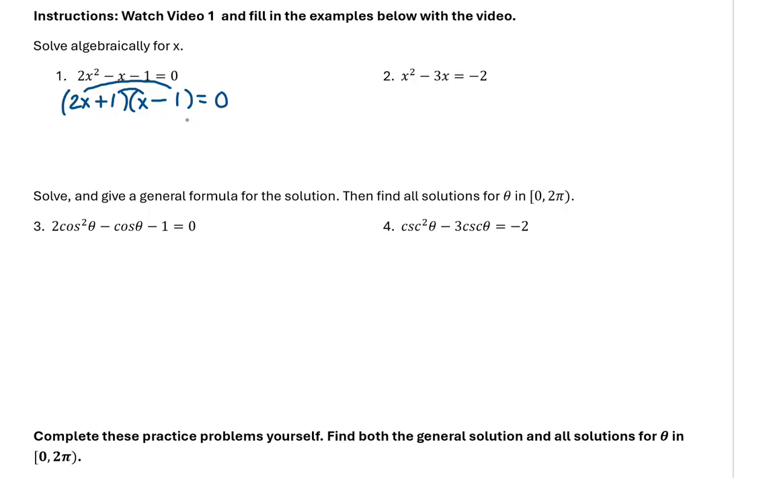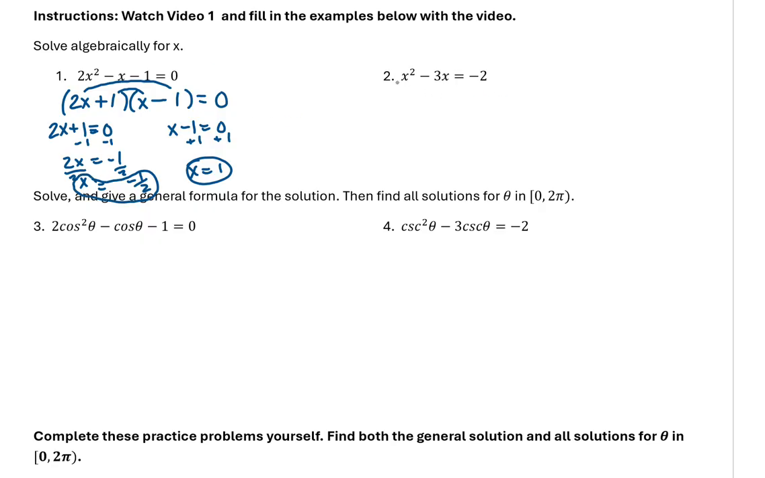Once I have my factors and I'm happy with them, then I set each factor equal to 0 to solve. So 2x plus 1 is equal to 0. You can subtract 1 and divide by 2. So you get x is equal to negative 1/2. And then here, x minus 1 is equal to 0, so you add 1 to both sides. You get x is equal to 1. So we have two solutions to quadratics because of the x squared.